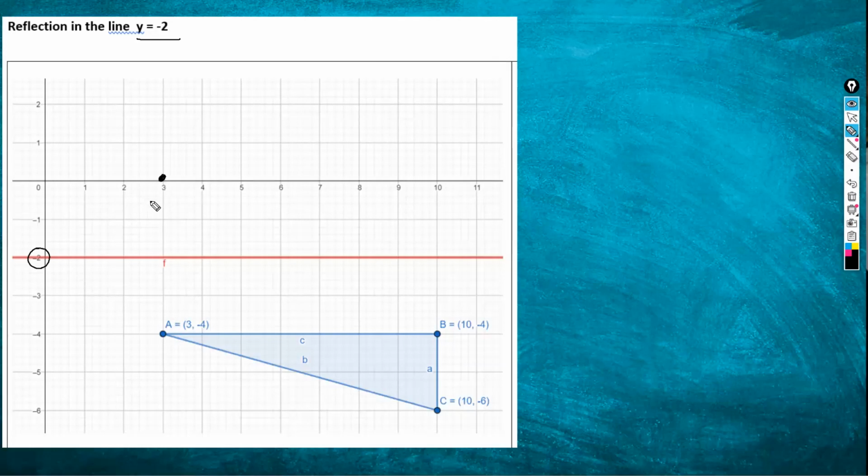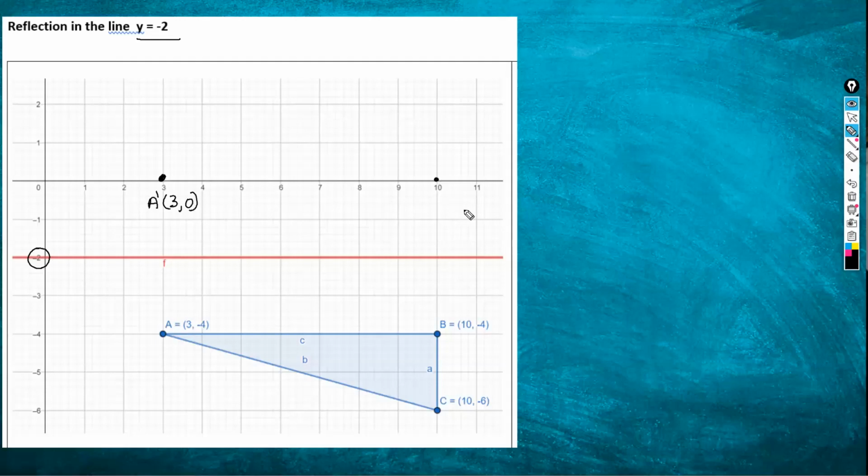So to me, that seems like the point 3, 0, because it's on the x-axis. Let's see what's going on with point B. I should put the A prime, sorry. How far is he from the mirror? 1, 2. So on the other side, he will be 1, 2.